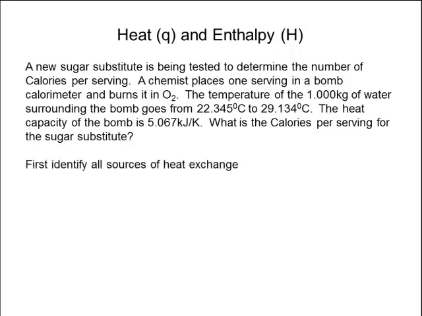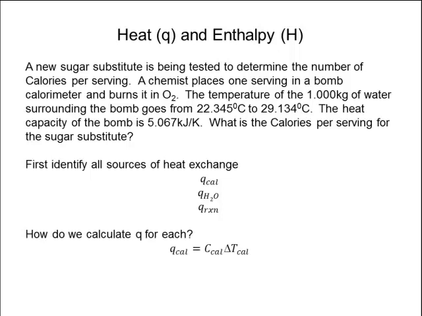All right, so first let's identify all the sources of heat exchange. Well, one of them is the calorimeter. We then have the water. The calorimeter and water are heating up, and that heat's coming from the reaction. So how are we going to calculate Q for each? Well, the calorimeter is the C delta T. The water is the MS delta T.